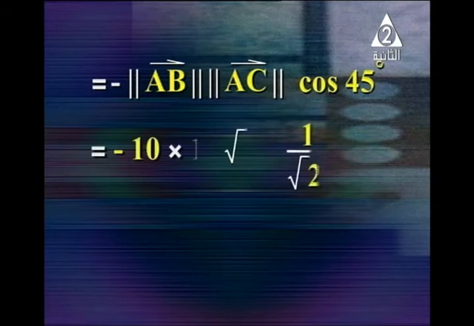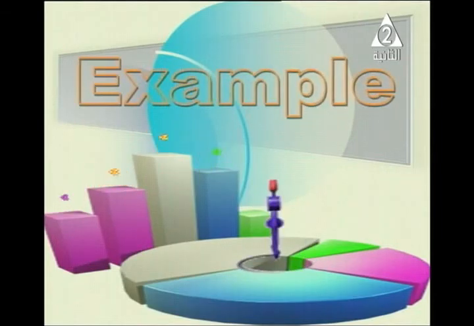By substitution, it equals the norm of the AB vector times the norm of the AC vector times the cosine of the angle between AB and AC. AB is a side and AC is the diagonal, and the angle between a side and the diagonal equals 45 degrees. By using substitution, the answer is negative 100. Another example.